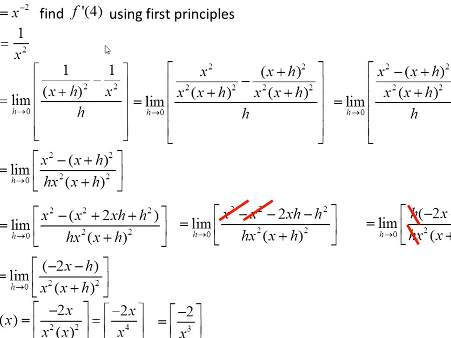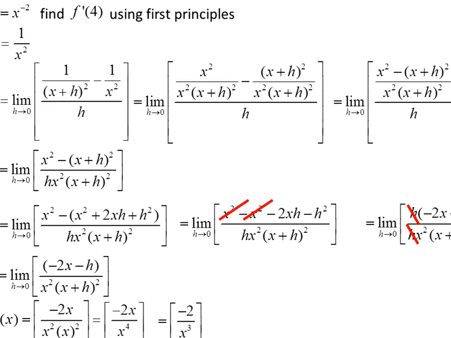Again, we need to find the slope at a particular point, so we substitute in that x value and end up with a final slope of minus 1 on 32. Now let's try a slightly more complex version of the same type of equation.